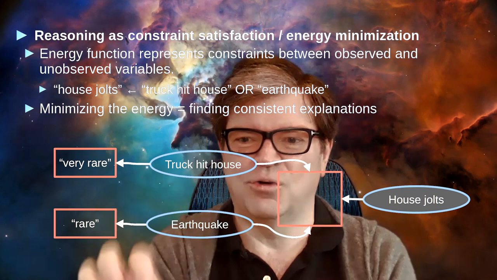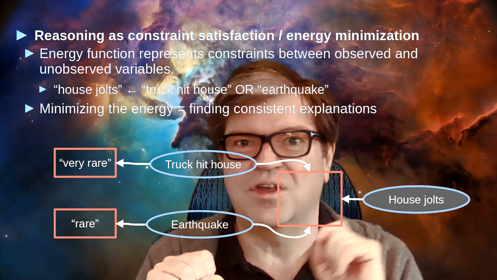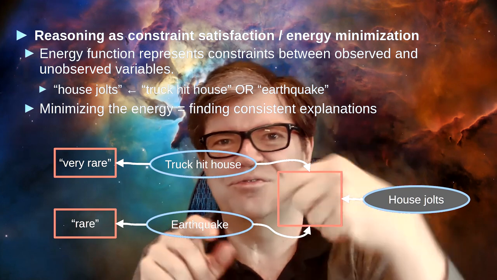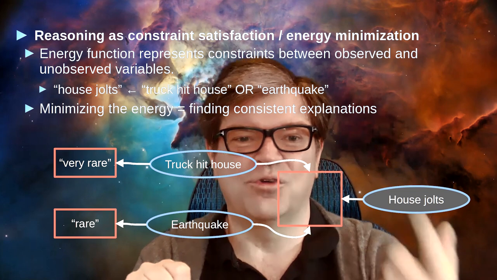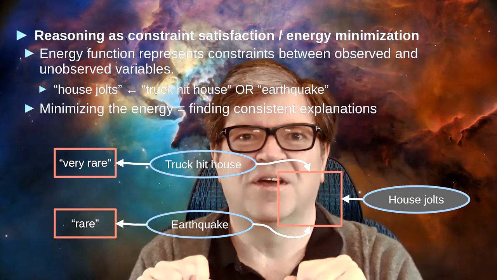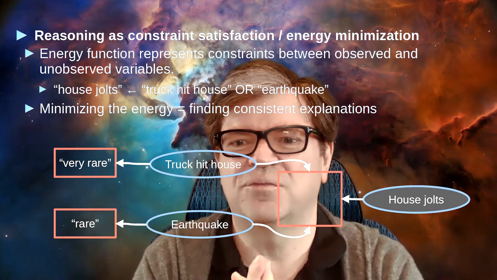So with energy minimization, if you only observe the house jolted, you're going to conclude with some level of confidence that there is an earthquake, but with a little bit of doubt that maybe a truck hit the house. There could be another set of variables in this thing. Then you observe that the truck actually hit the house, so now this becomes a gray variable that is observed, and all of a sudden, the earthquake becomes unlikely because you explained away the observed variables. So that's a form of inference or reasoning through energy minimization, where the rules that apply to the world are seen as energy terms.